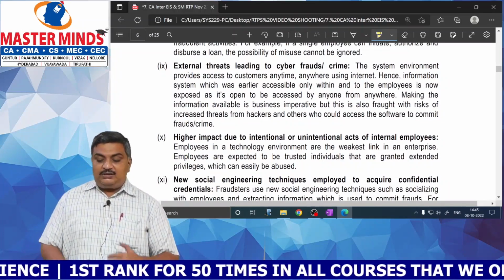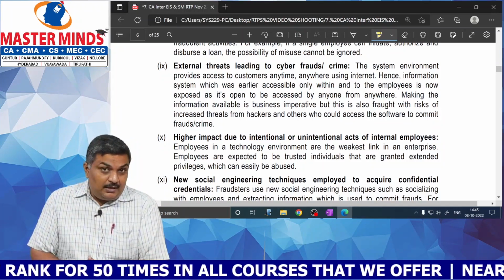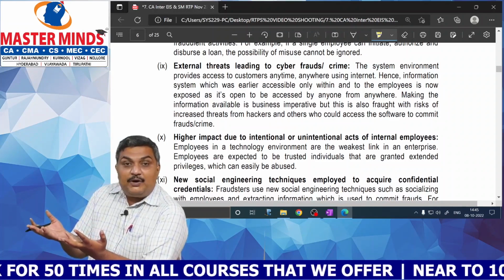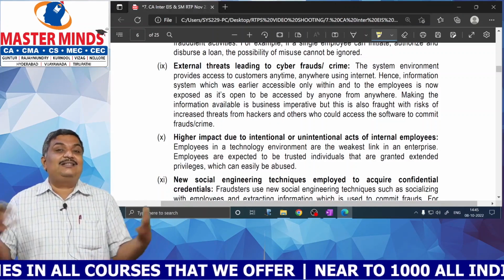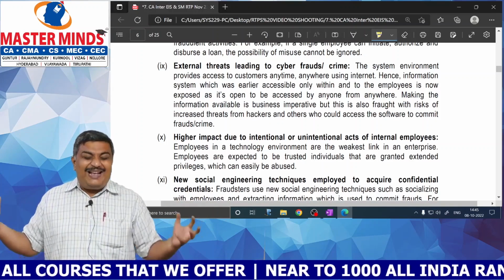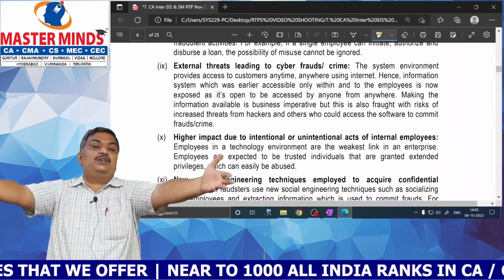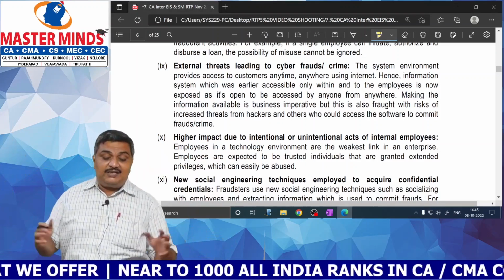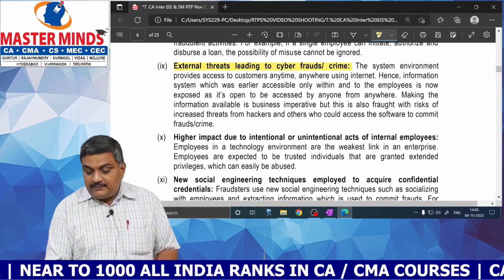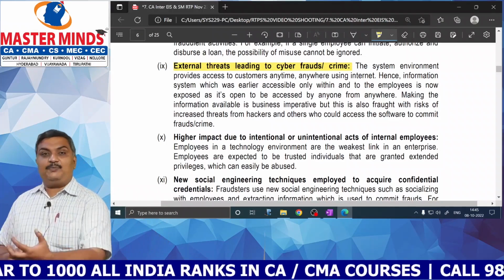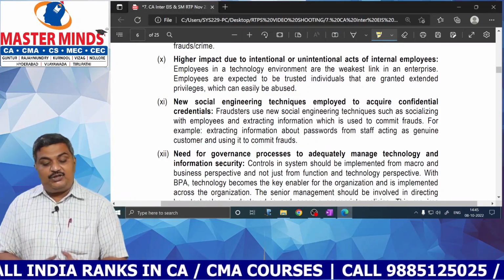And external threats leading to cyber frauds or crime. So far we have seen the internal threats, but today there are many hackers from outside. They want to hack our data, they want to hack our servers. This causes a large problem to us. See, threats are of two types, internal threats and external threats. So far we have discussed internal threats. Now these are external threats. Threats from hackers, cyber frauds. They always want to access our data. And higher impact due to intentional or unintentional acts of internal employees.